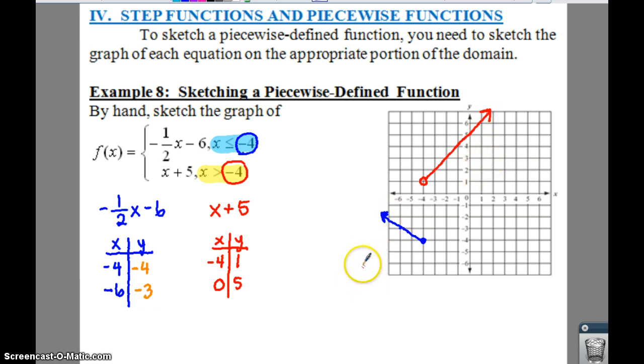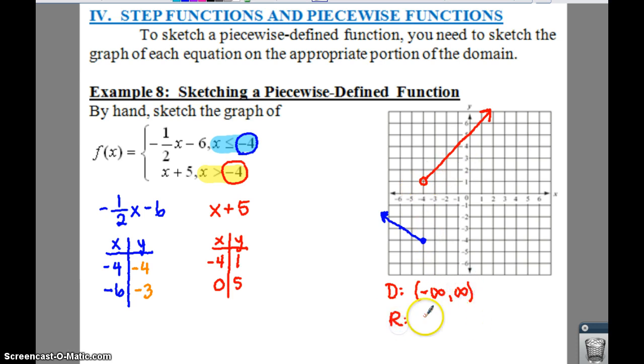Now we don't have to find the domain and range here, but if you did, your domain, okay, how far does this graph go to the left? How far does it go to the right? Well, your domain would be all real numbers. So it goes all the way to infinity. It comes up to -4, stops for your blue graph, but it hops up on your red one and goes to the right. So from negative infinity to positive infinity.